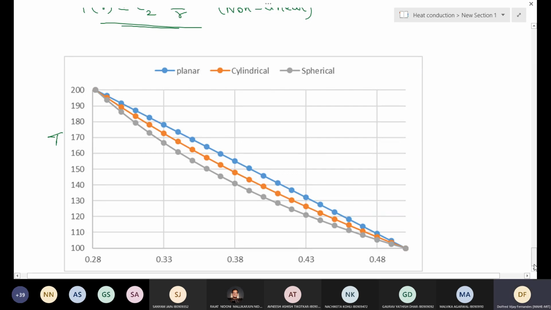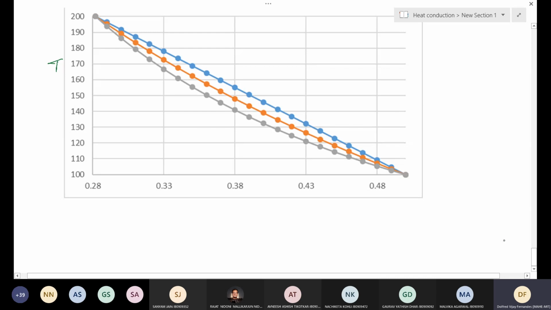If you do that, if there are any MCQs on this chapter, you can answer them very easily. So this is the thickness of the wall. So x1 equal to R1 and x2 equal to R2.